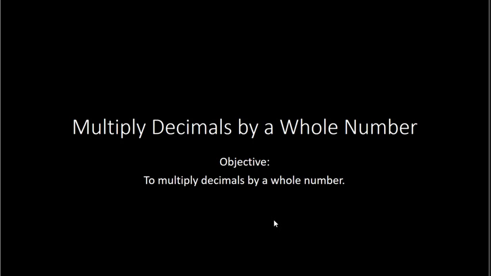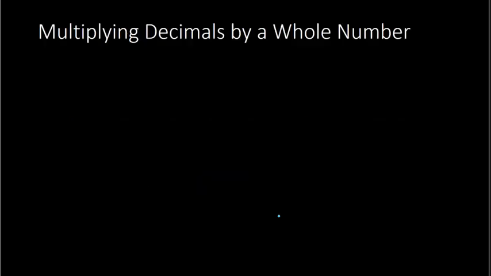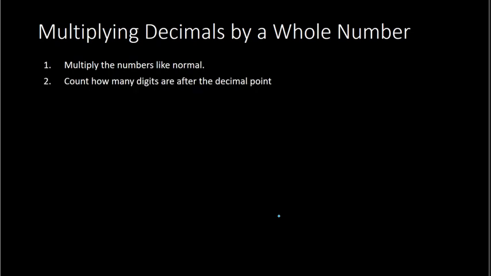In this video, you will learn to multiply decimals by a whole number. Now, if you can multiply regular numbers together, you can multiply numbers with decimals as well. Because to begin, you're going to go through the same process. So you multiply the numbers just like normal, but the only thing is at the end, you just need to count how many digits are after the decimal point in the number you're multiplying. Because whatever that number is, that's how many digits are after the decimal point of the solution.